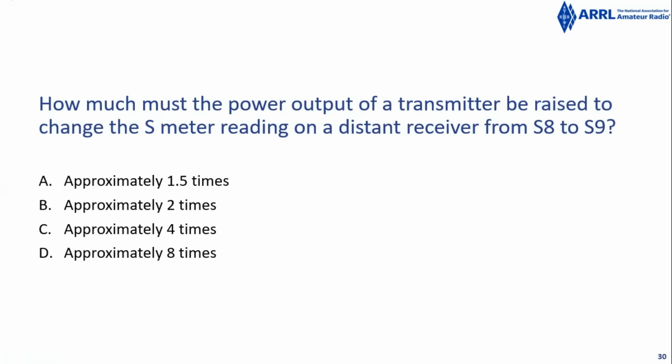How much must the power output of a transmitter be raised to change the S meter reading on a distant receiver from S8 to S9? Okay, so remember we just talked about each S unit being 6 dB. So if I go up 6 dB, how much power increase is that? Remember, 3 dB is 2 times, so 6 dB is probably 4 times. So we'll see if it's C. That's the right answer.